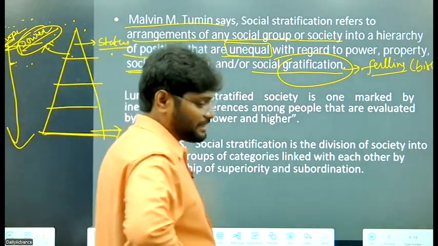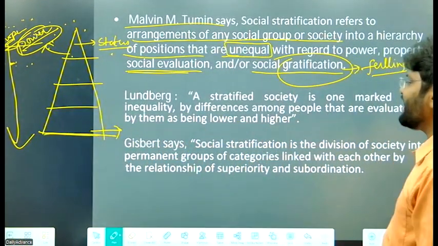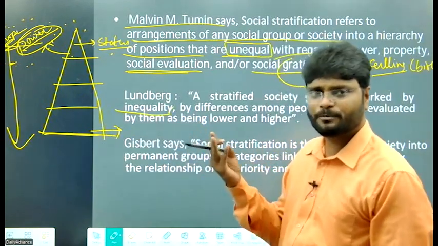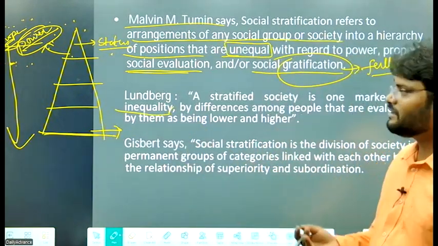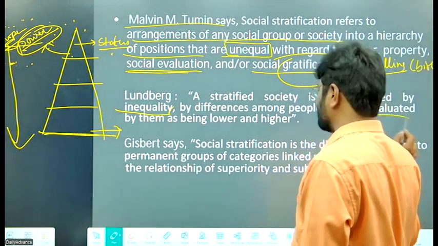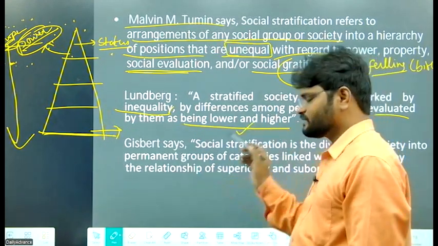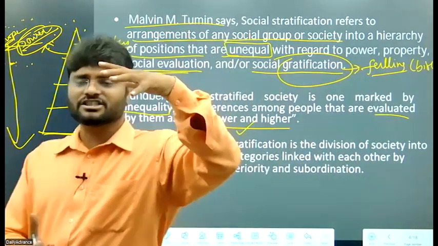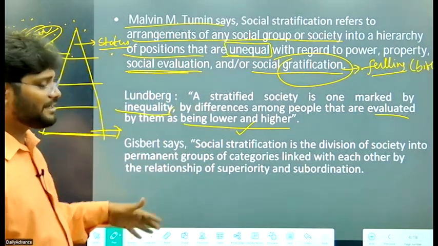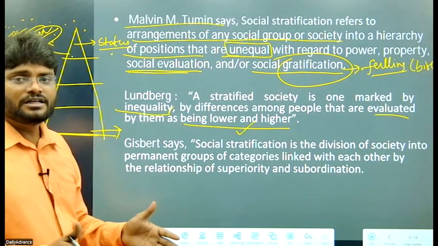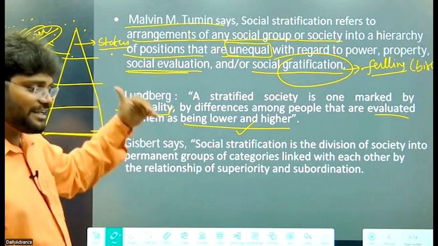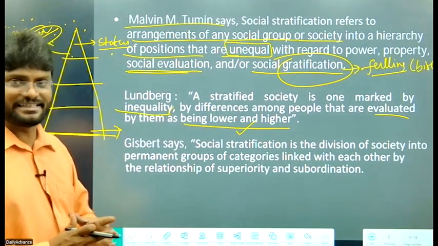So when it comes to Lundberg, he said that a stratified society is one marked by inequality. Inequality with respect to political, economic, social, religious, and social gratification. So the differences among the people are evaluated as lower and higher. Some groups are higher in the stratification, some groups are lower. So stratification in the general notion is nothing but the arrangement of people into hierarchical positions. These positions are evaluated on the basis of certain criteria.